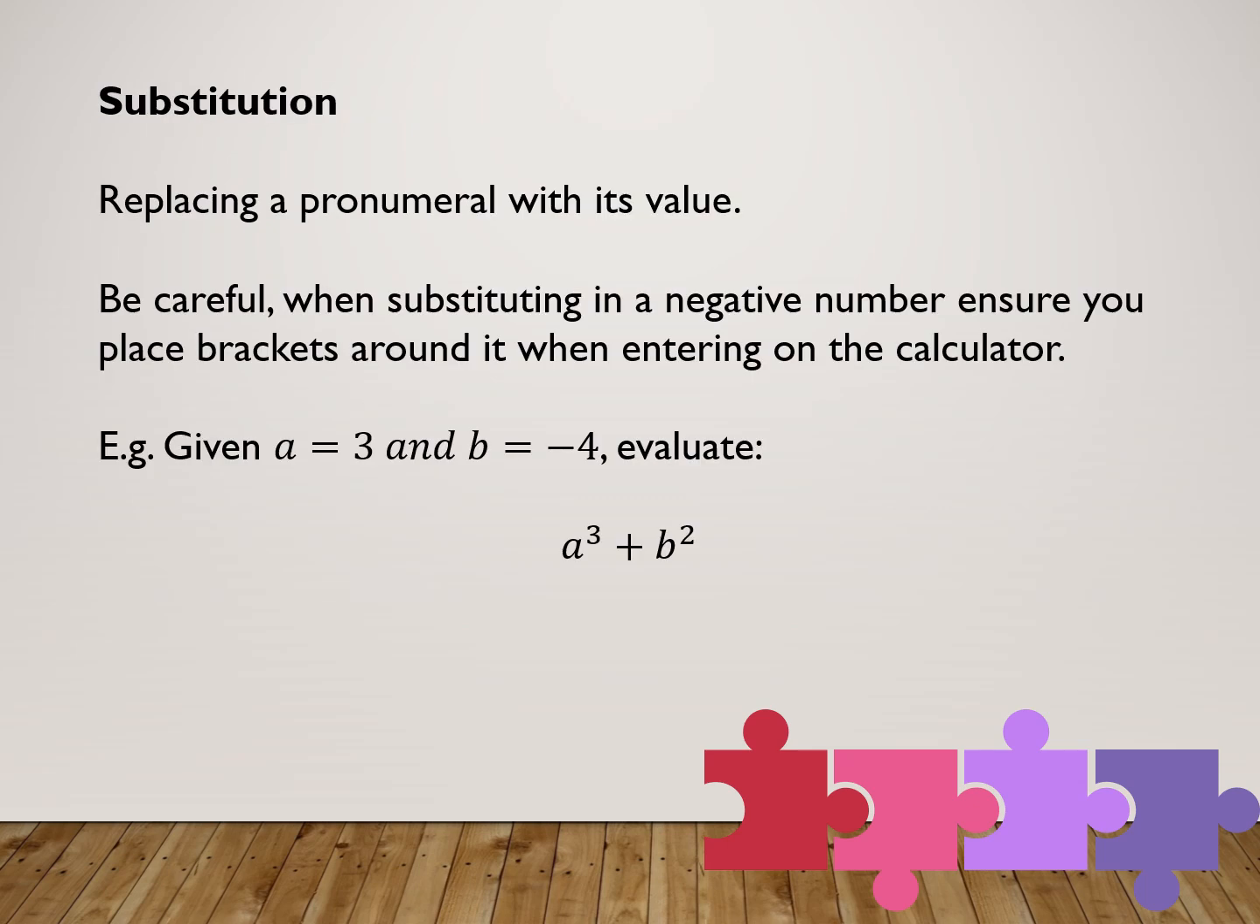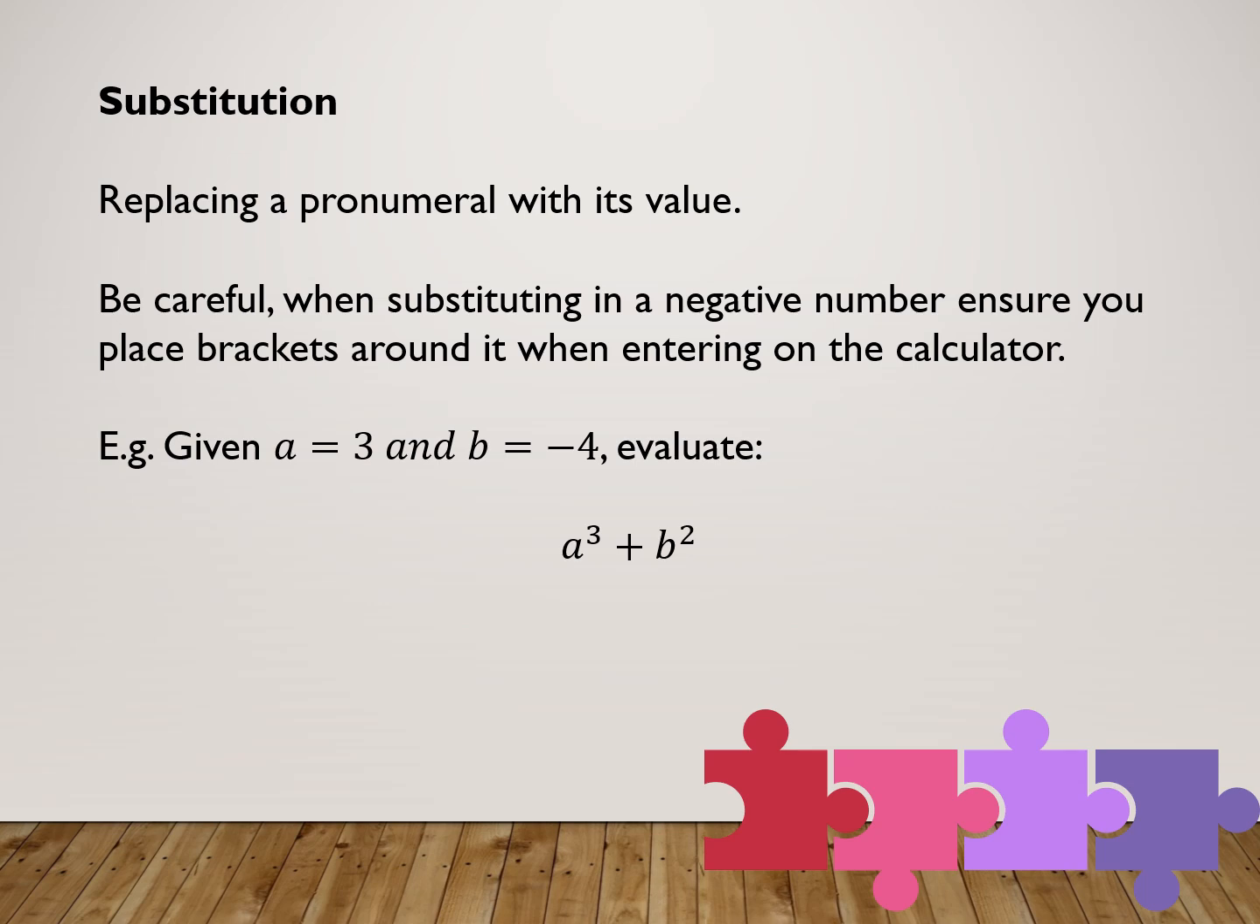One final thing is with substitution. This is when we replace a pronumeral with the value that's given to us. Now each question, the pronumeral will be different, so don't just use the same number for every question. It's whatever the question gives you. And the reason I'm doing this is just to be careful when you substitute a negative. If you do that on your calculator and you don't use a bracket, it will give you an incorrect answer.